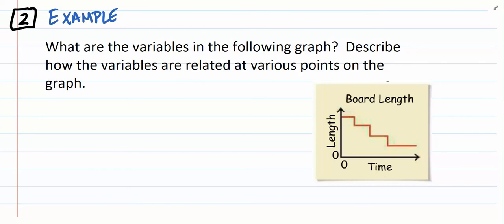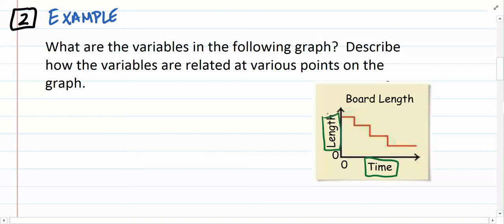Here's box number 2. It's another example. The graph over here shows time and length, and the title of the graph says board length. So the question says, what are the variables in the following graph? And then describe how the variables are related at various points in the graph. Okay, well, the variables, you probably guessed, are time versus length.